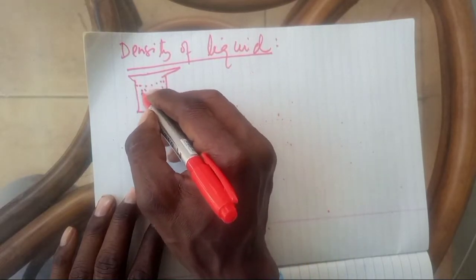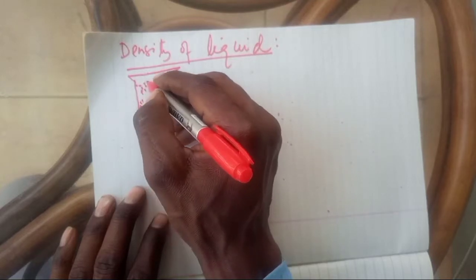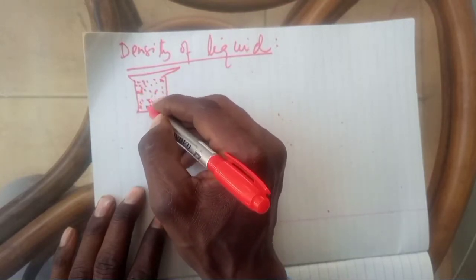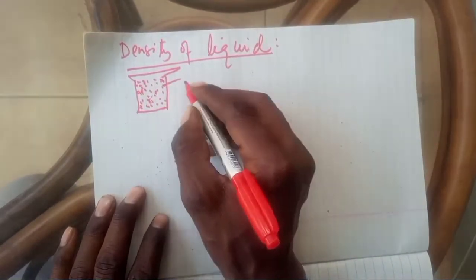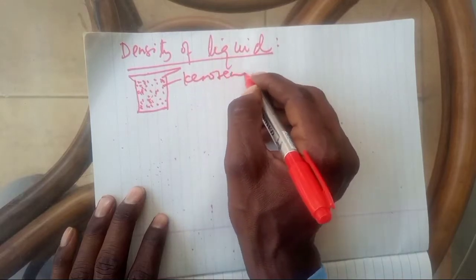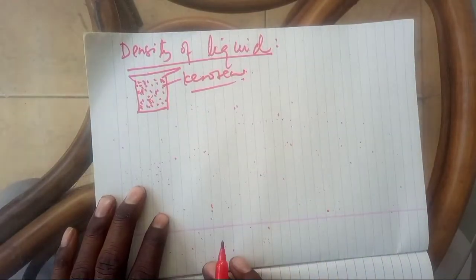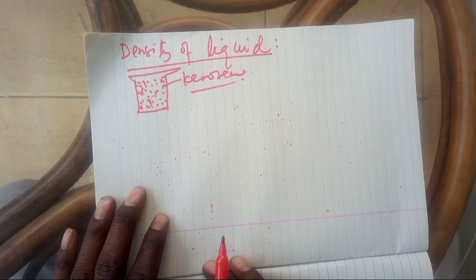Let's say it is kerosene. Now inside a beaker we have kerosene. Kwa labda tuseme tuna mafuta ya taa au cooking oil. Let us say we have kerosene, mafuta ya taa. Kama tuna mafuta ya taa, and definitely we want to determine its density.